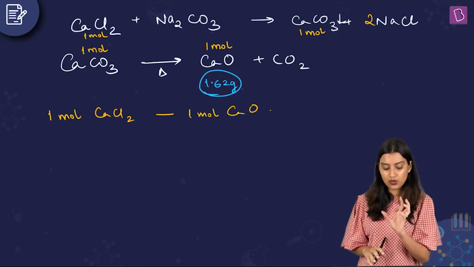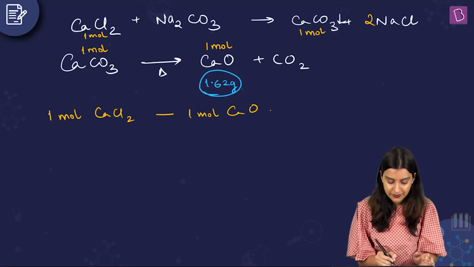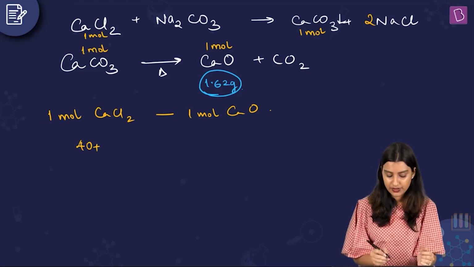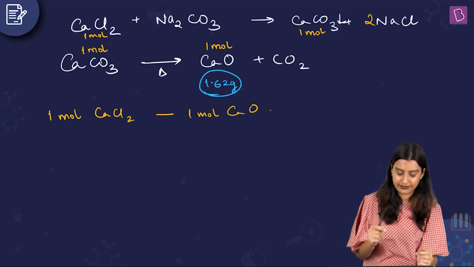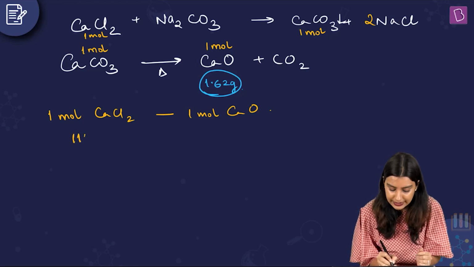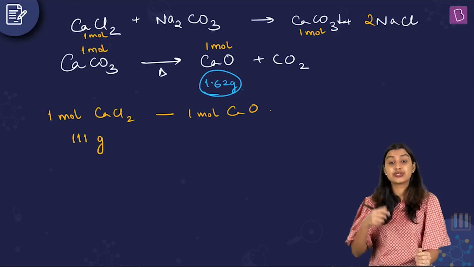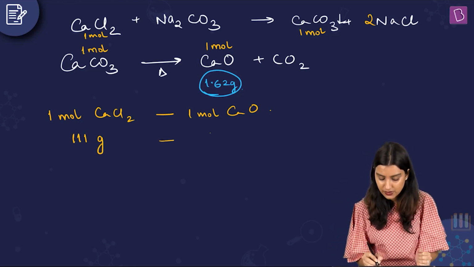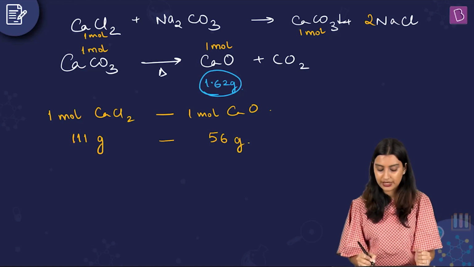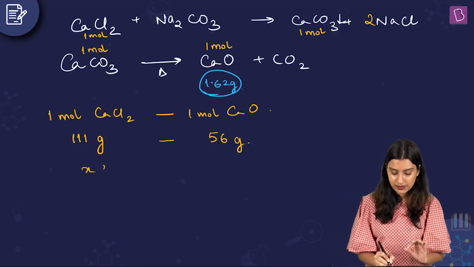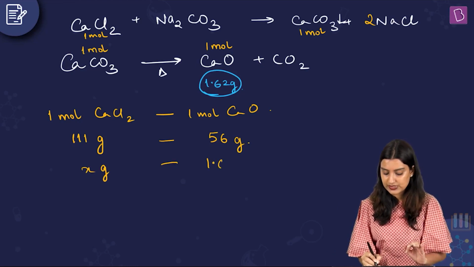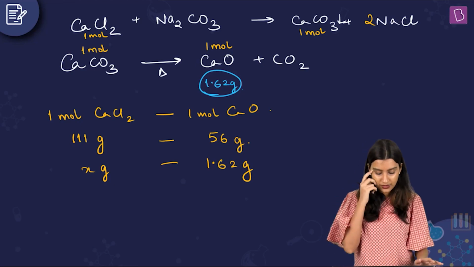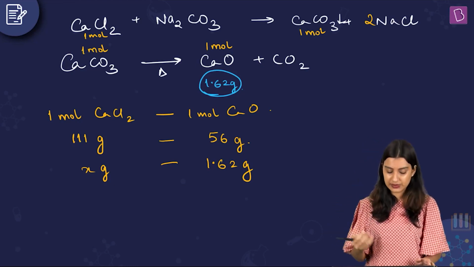What is the molar mass of calcium chloride? It'll be 40 plus 2 into 35.5, that's 71. So 40 plus 71 is 111. So 111 grams of calcium chloride should give me 40 plus 16, 56 grams of calcium oxide, right? Some x grams of calcium chloride gave me 1.62 grams of calcium oxide. I need to find out x. Simple unitary method, so we'll do cross multiplication.